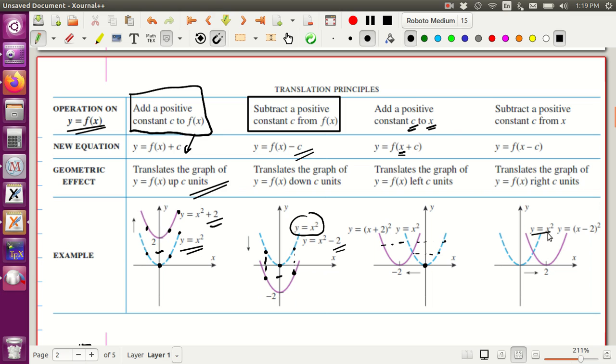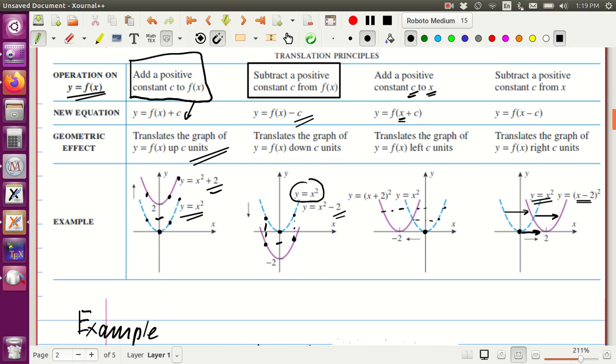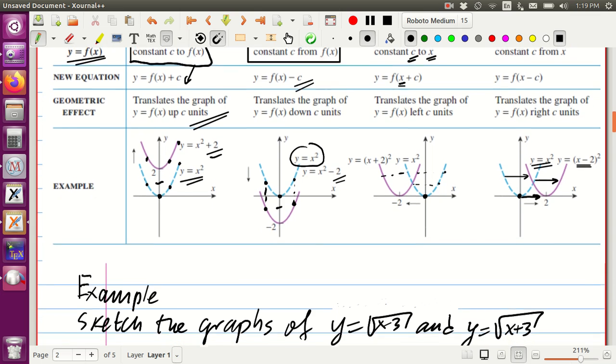It will shift your graph c units to the right. So if you take the original x squared and substitute it by x minus 2, it will take each point and shift it 2 units to the right. So each point gets shifted 2 units to the right. All right, so these are horizontal and vertical shifts.